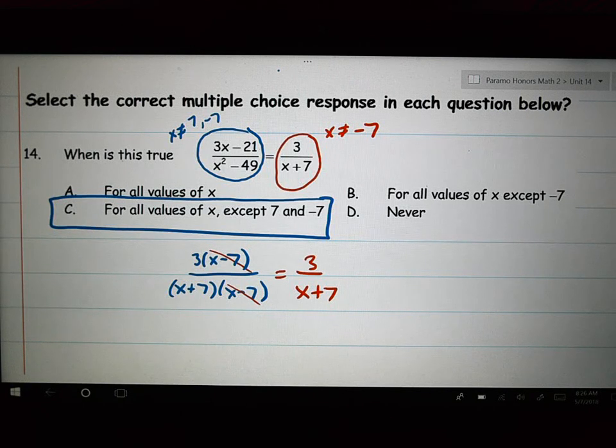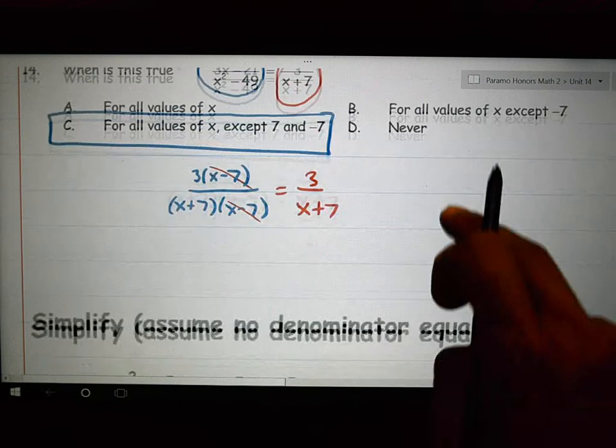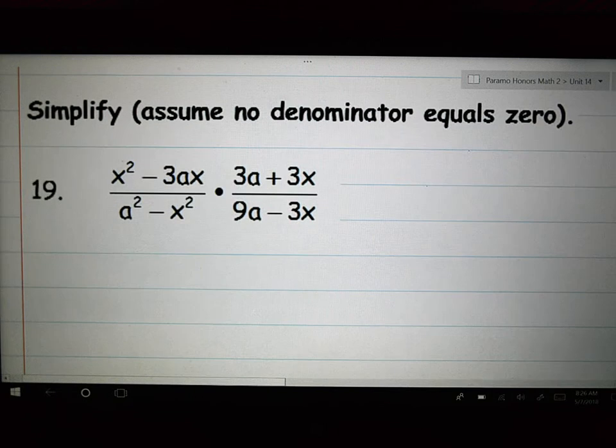Making sense? Last example. Simplify. Assume no denominator can equal 0. Number 19.